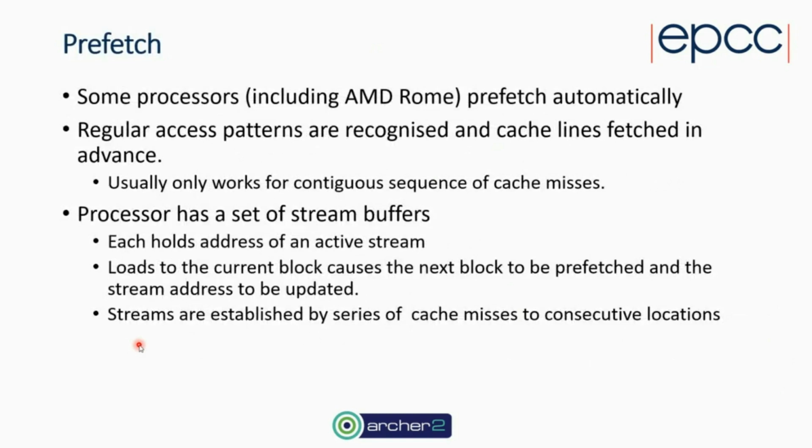Prefetch is a feature of most modern processors, and this is the idea that it tries to load in new cache lines before you've actually asked for them, based on the memory access patterns that you're using. So if you're going through that array in a nice contiguous manner, it will try and load the next cache line before you've actually requested it, so it's already there.